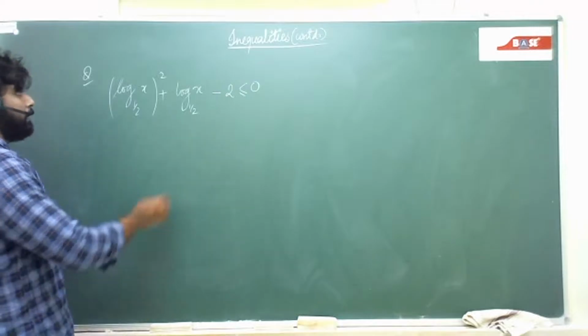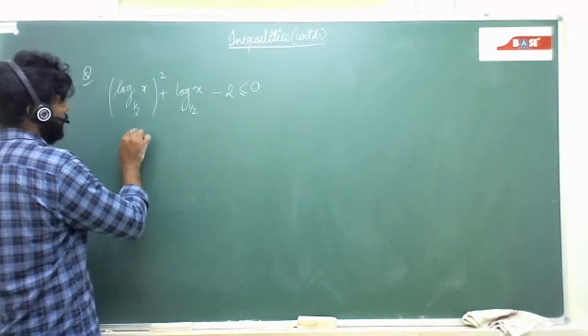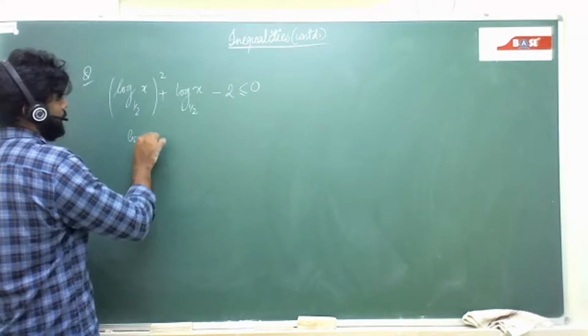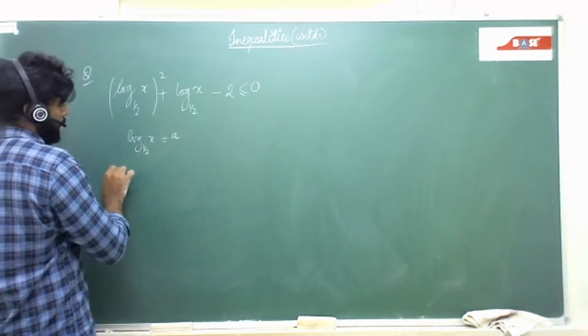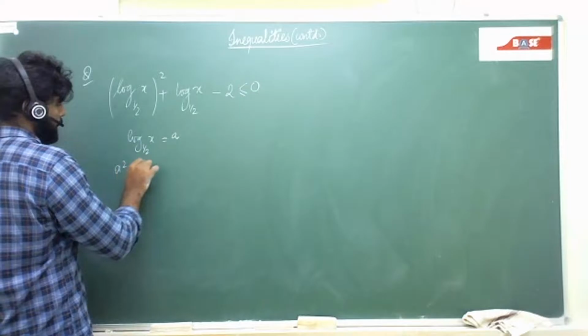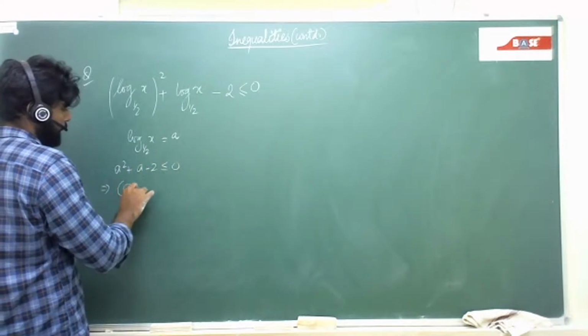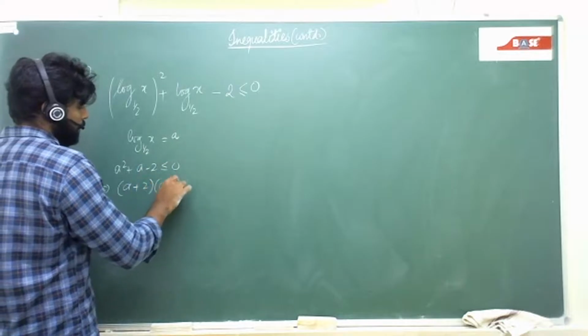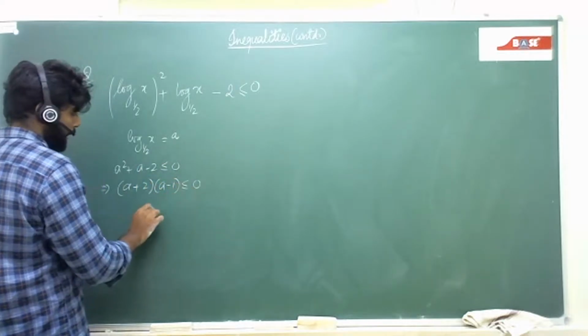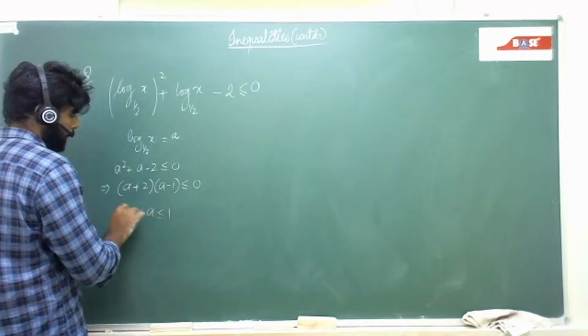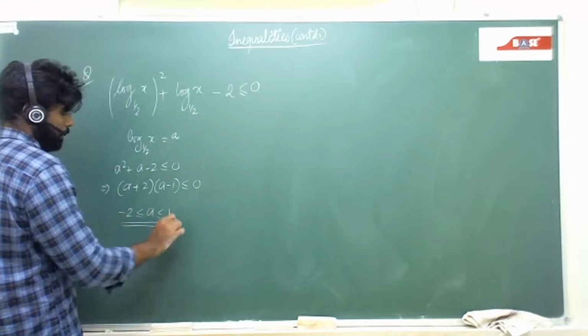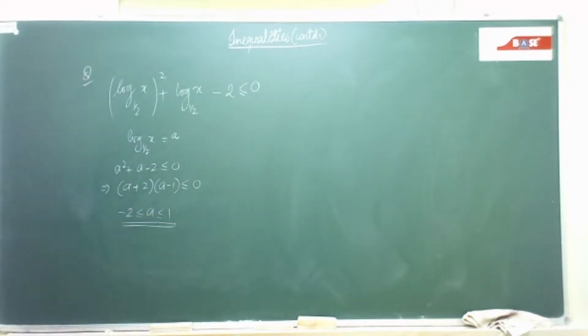Okay, first thing is if we take log base half x as, let's say, a, so that is a square plus a minus 2 less than equals to 0. And we can write it like this: a plus 2 into a minus 1 less than equals to 0. So a lies between minus 2 and 1. That's where a is. That's not the end of the story because we need x, not a. A we have considered, right?